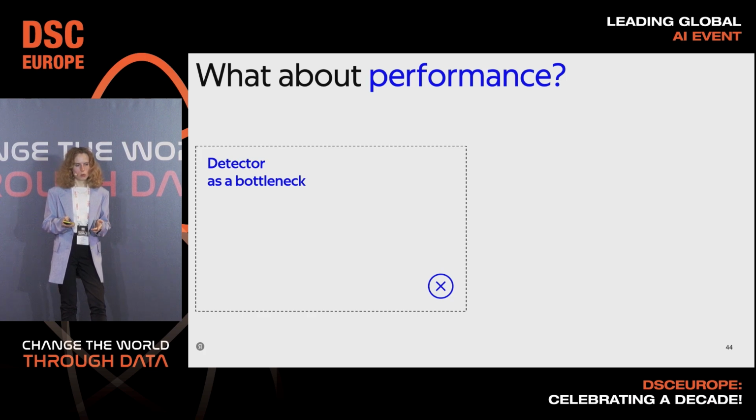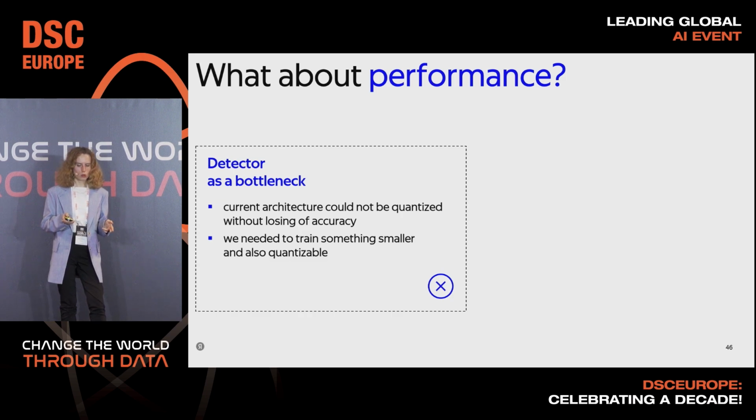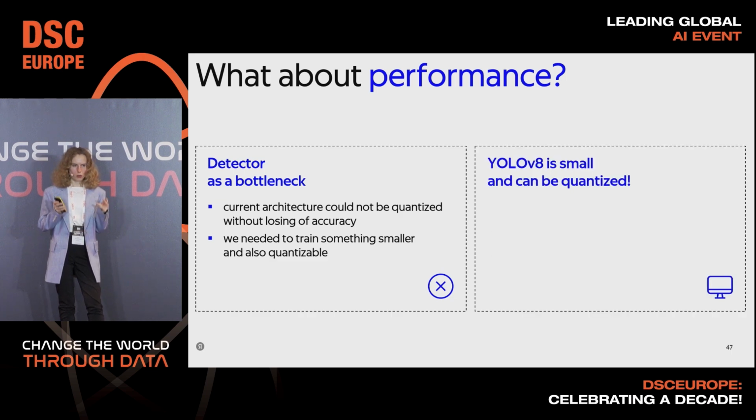And the only problem which remained was performance. Our bottleneck was a detector, because our current architecture could not be quantized effectively, and we lose a lot of accuracy with it. So we needed to train something smaller and also quantizable for our device. And we found such a model. It was YOLOv8, a pretty fast and also quantizable model.